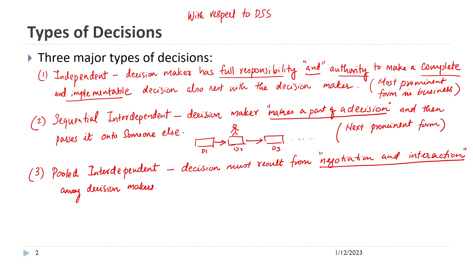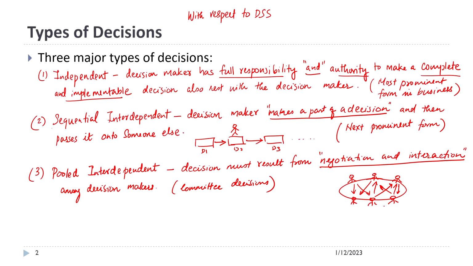Most of the time this type of decision is what we also call committee decisions. The way to think about it is you have a round table and the decision makers sitting around the table, and they negotiate and interact with each other and then make the decision.